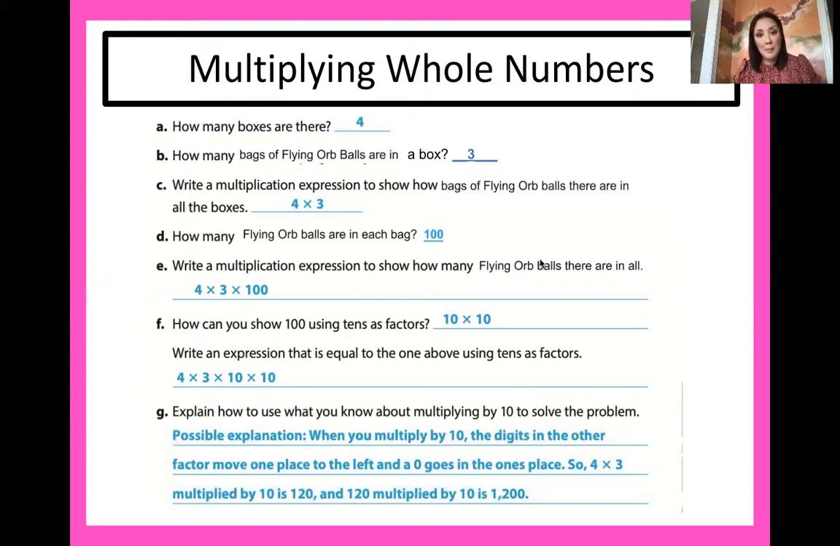So here's a possible explanation, and thank you so much for sharing. When you multiply by 10, the digits in the other factor move 1 place to the left, and a 0 goes in that 1's place. So 4 multiplied by 3 multiplied by 10 is 120. And 120 multiplied by 10 is 1,200. Now, that is a lot of information, but that takes into consideration how many flying orb balls are in a bag.